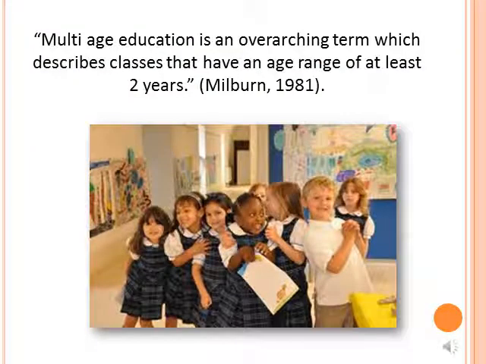Multi-age education, as supported by Milburn, 1981, is an overarching term which describes classes that have an age range of at least 2 years. This is different to a composite class, as students in a multi-age environment are not seen as members of each particular grade, but are seen as individuals at varying stages of development who have different needs in different areas of the curriculum.